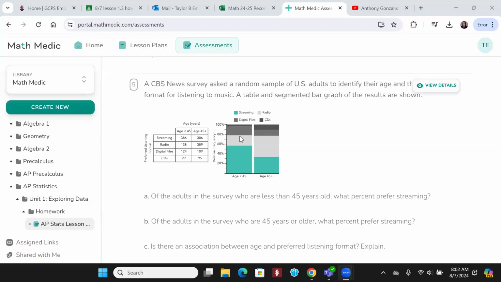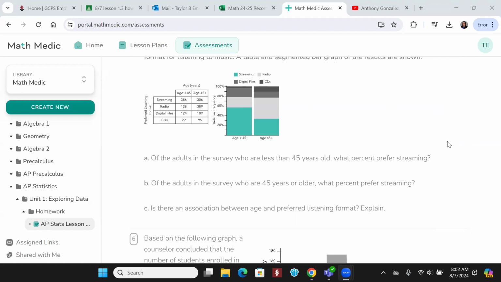5. What'd you get for part A? 57% or 0.57, right? Okay, what about B? 34%. Okay, and then what about C? Is there an association between age and preferred listening format? Yes, why?